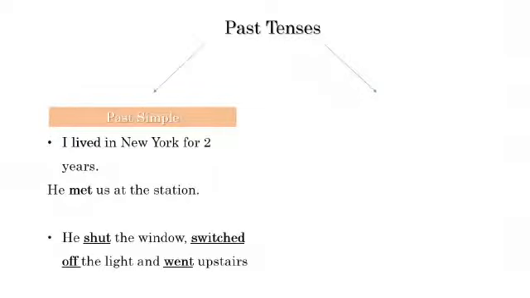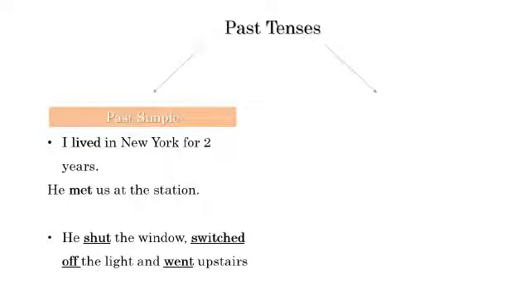We use past simple to talk about an event which happened at some point in time in the past. For example, I lived in New York for 2 years. He met us at the station. Or he shut the window, switched off the light, and went upstairs. In the last example, we can see that we can also use past simple when one short action happened after another short action.